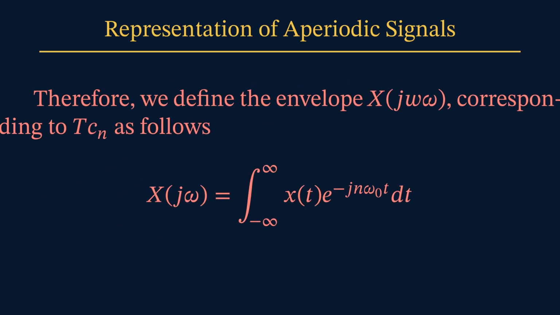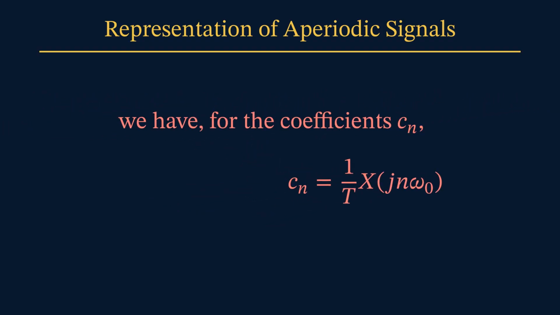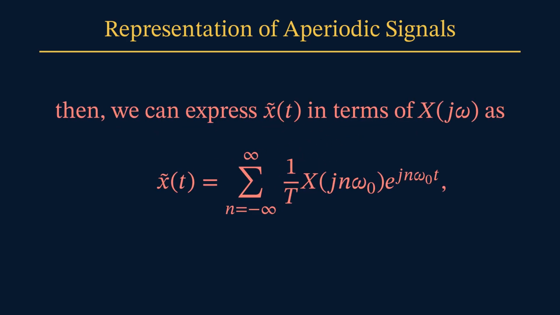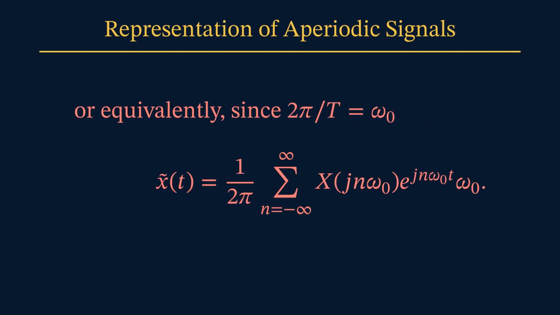Therefore, we define the envelope X of j omega, corresponding to T Cn, as follows. We have, for the coefficient Cn, then, we can express x tilde of t in terms of X of j omega as. Or equivalently, since 2 pi over T equals omega 0.